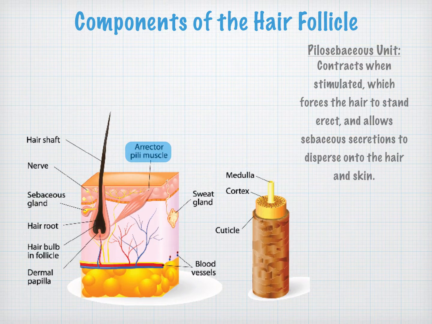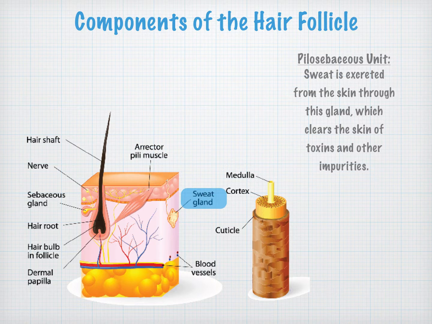The erector pili muscle is responsible for the formation of goosebumps whenever you are cold. When stimulated, the muscle contracts and forces the hair to stand erect. This position of the hair allows sebaceous secretions to disperse onto the hair and skin.